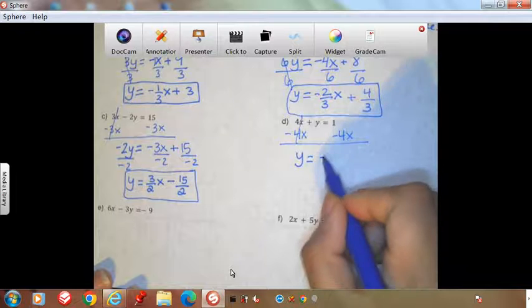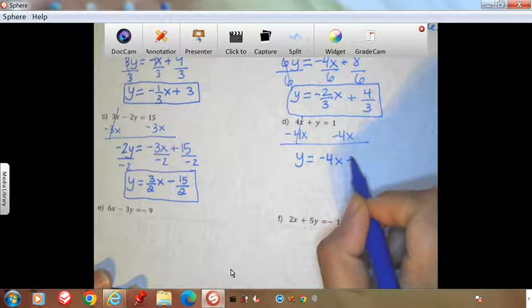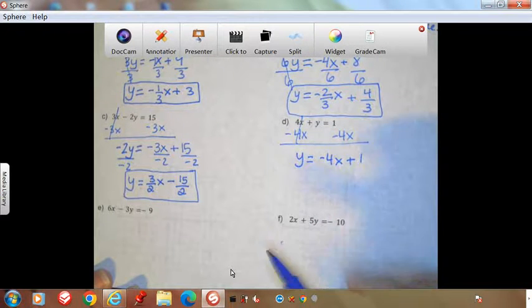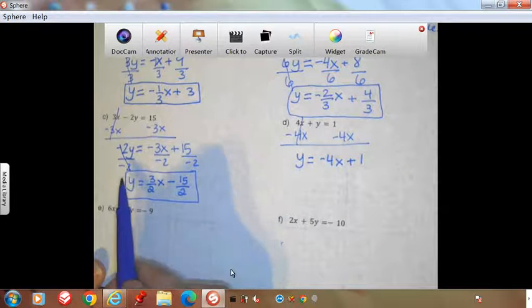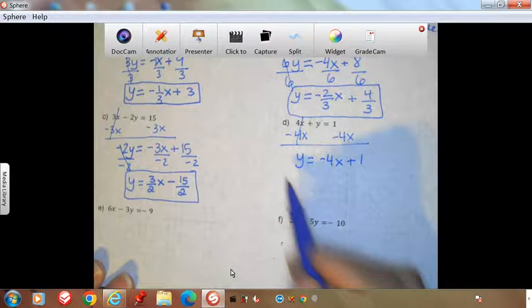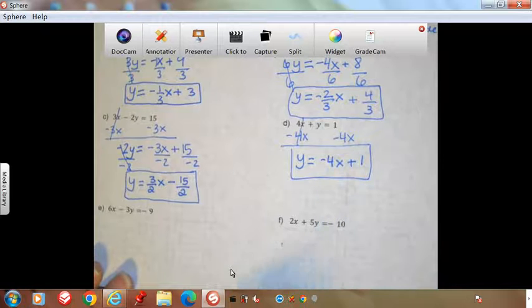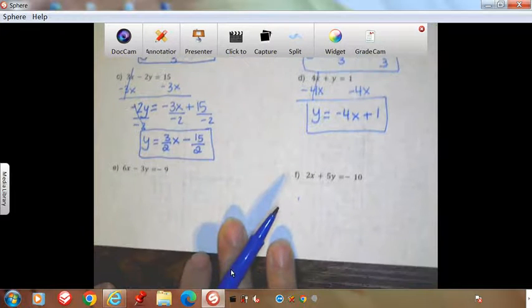Now, usually we have to divide at the end by whatever number is sitting in front, like it was here and all of these, but y doesn't have anything sitting in front of it, so it's done. There's nothing else to do there. That's it for letter D. And then E and F, just more of the same thing again.